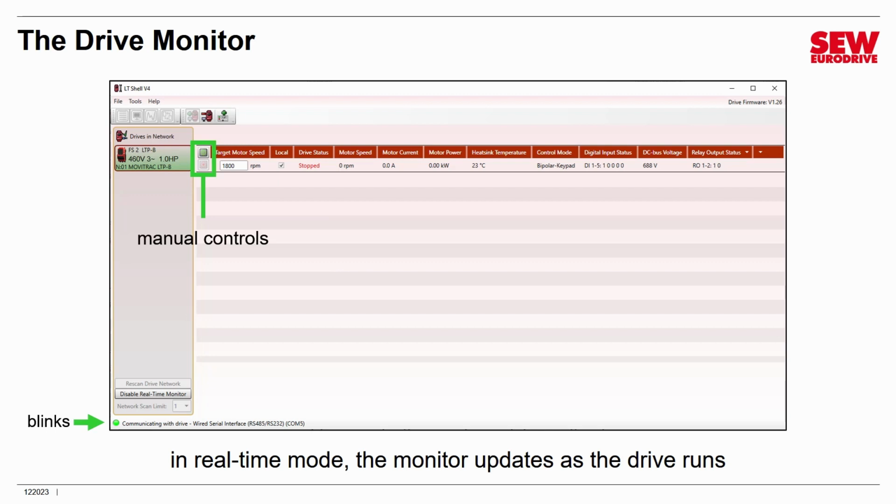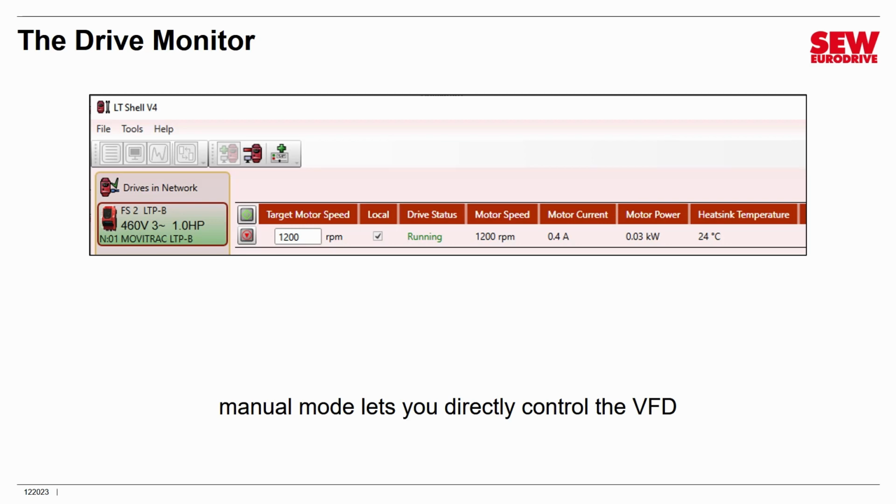And then finally, we have 2 very important controls. We have a start and stop button. These are our manual controls. These allow us to just test the drive very quickly. So let's talk about manual mode because that's something you'll probably use just to confirm that everything's working.